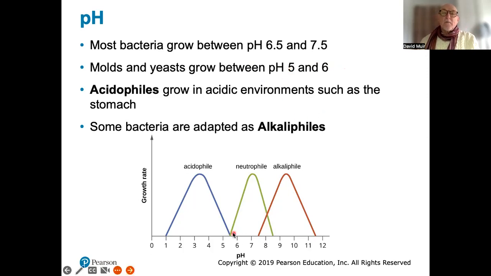So most bacteria, the vast majority, are neutrophils. But there are some groups which grow at much lower pHs, and these are called the acidophiles. Look at these here. Their pH optimum is around 3. Okay, so where do you think these might grow? There are two particular situations where we see this kind of pattern.